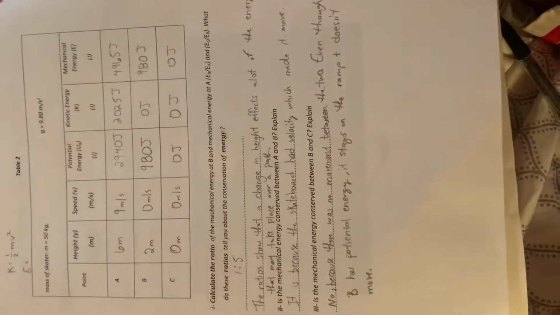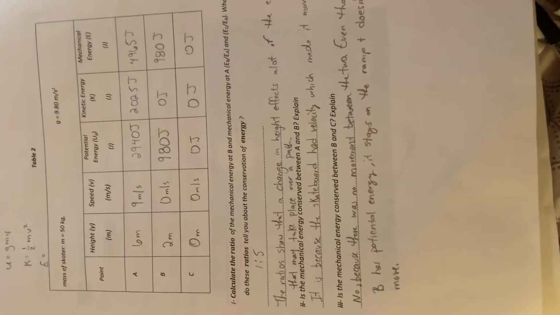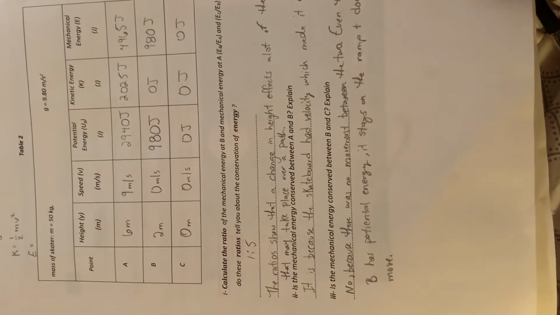And for number 1, the ratio of point A and point B would be 1 to 5. And that's basically because not only is the potential energy greater, but point A also has kinetic energy. And the ratio shows that a change in height affects a lot of the energy that takes place over a path. So for number 2, is the mechanical energy conserved between point A and B explained?